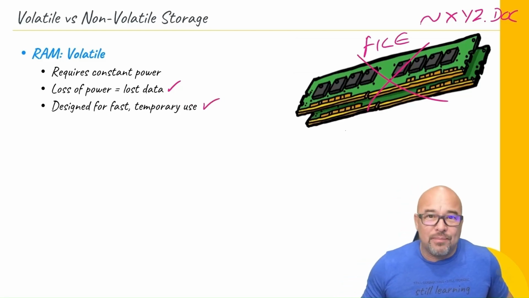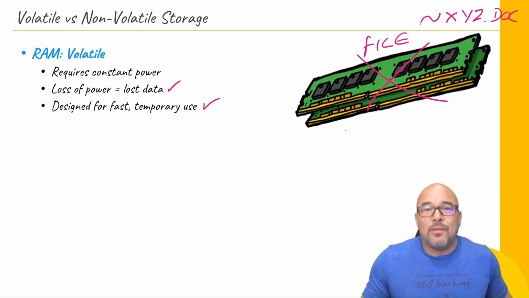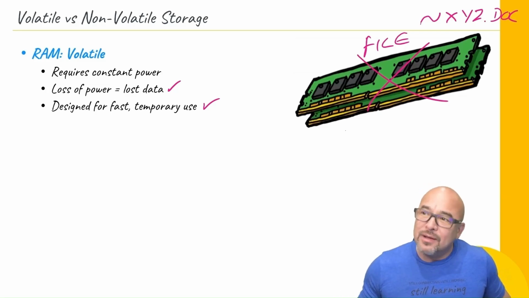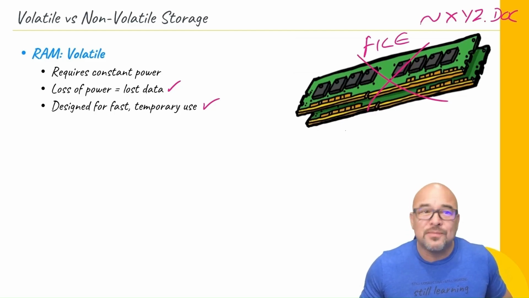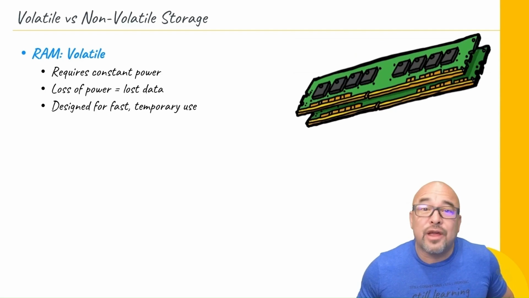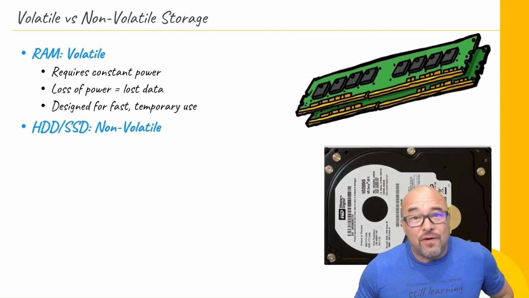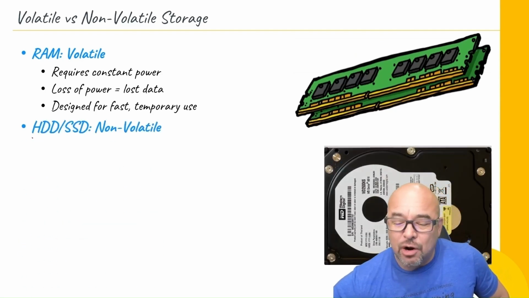Now, that's all right, because we do have permanent storage for our files as well. And I say permanent, it's permanent until you decide to delete the files or the programs. Now, the thing that's going to actually store the data in a permanent fashion is going to be non-volatile devices, such as a hard disk drive or a solid-state disk.